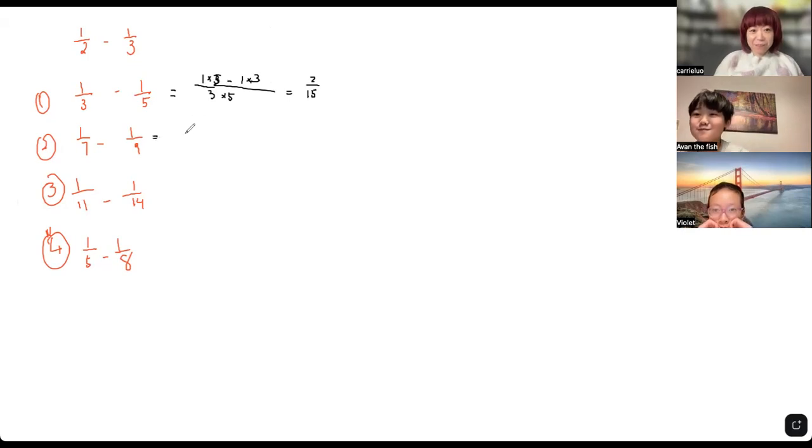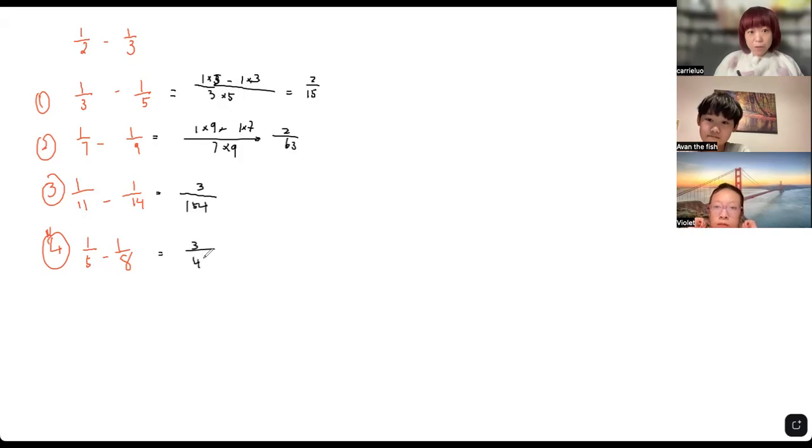Okay, next one. 1 over 9 minus 1 over 7 is 1 times 7 minus 1 times 9 over 7 times 9. So it's 2 over 63. And this one is 3 over 154 and 3 over 40. So 1, 2, and 3, 4 is a little bit different.